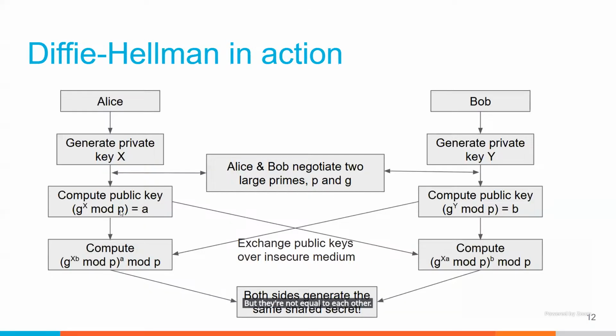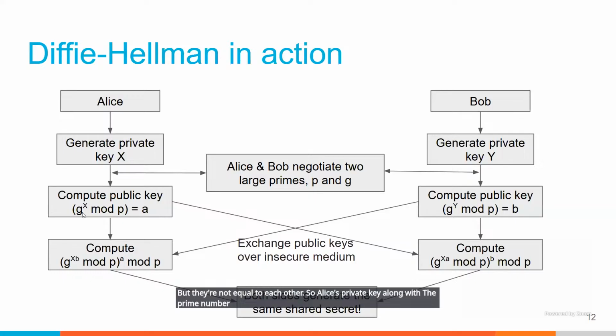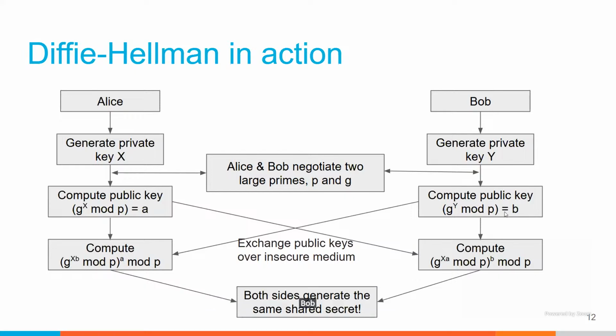So Alice's private key, along with the prime number and the generator number, are used to calculate A. A is Alice's public key. Bob does the same thing, only we're going to label his public key lowercase b. Now they exchange those public keys with each other.